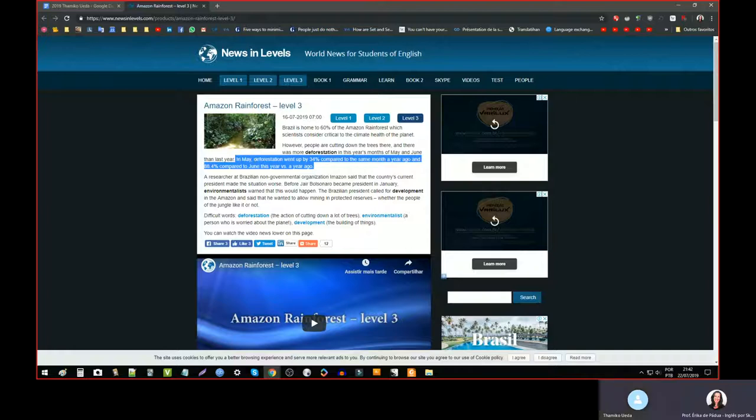Let's use those verbs, increase, decrease. Actually, the verb used here is go up, right? So how much did the deforestation go up in May compared to the same month a year ago? Let me see. Oh, 34%. What about June? 88.4%. Oh my gosh, it's unbelievable. I think in 2 years, it will all be gone.